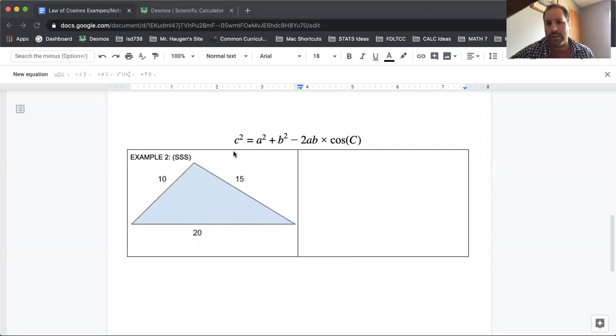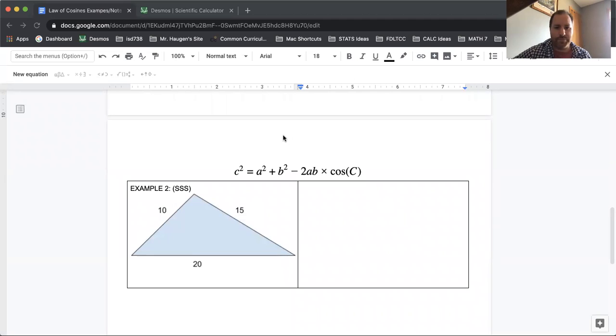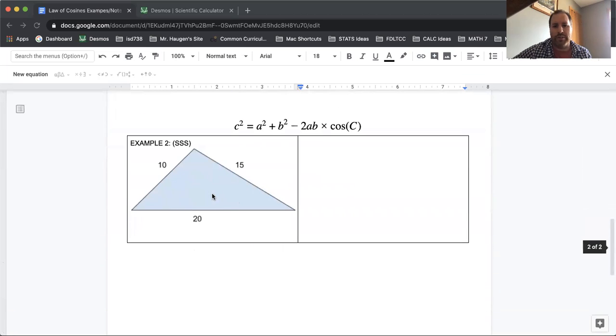Okay, the law of cosines using side, side, side. When we don't know any angles in a triangle, you have to use the law of cosines. Here's another example that I just put up. We did the side-angle-side one previously. The angle we get should be pretty close to 103 degrees, because that side was 19.81. Now we're just going to do it with 20, so it will be a little bit bigger than 103 degrees when we get done.